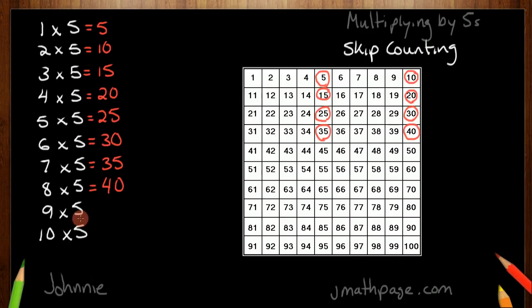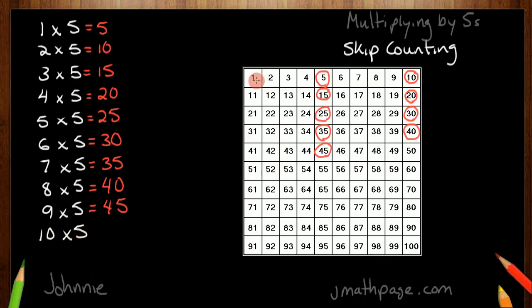Or 5 skip counted 9 times. Well, we've done so many already. 1, 2, 3, 4, 5, 6, 7, 8. Let's count on. 1, 2, 3, 4, 5. Takes us to 45. So we can say 5 skip counted 9 times, or 9 times 5, takes us to 45. What about 10 times 5, or 5 skip counted 10 times?